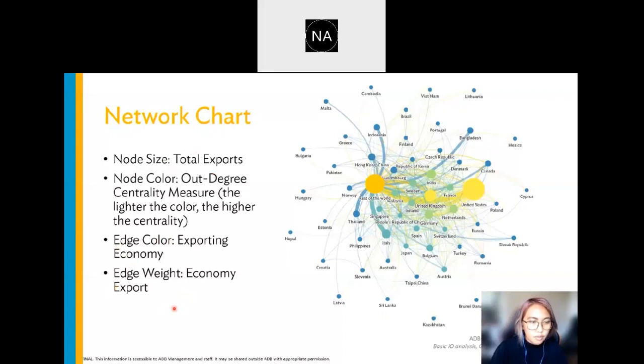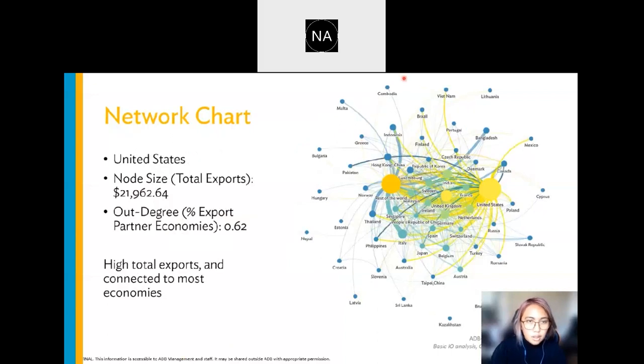Let's review the concepts and analysis we've learned earlier. So again, in generating the chart, we use the same node size, edge color, and edge weight definition, but the node color is now based on the out degree centrality measure, where the lighter the color, the higher the centrality is.